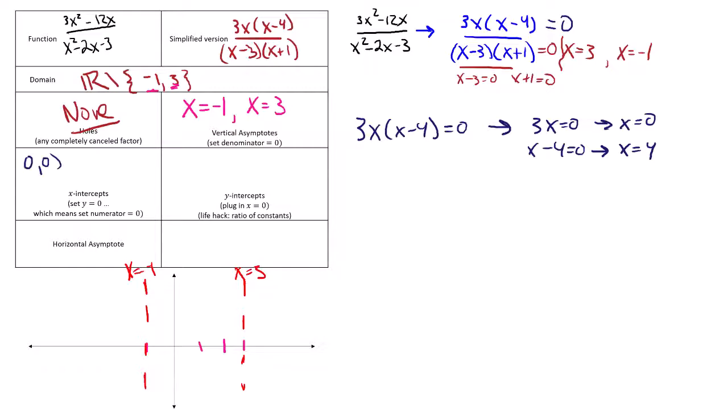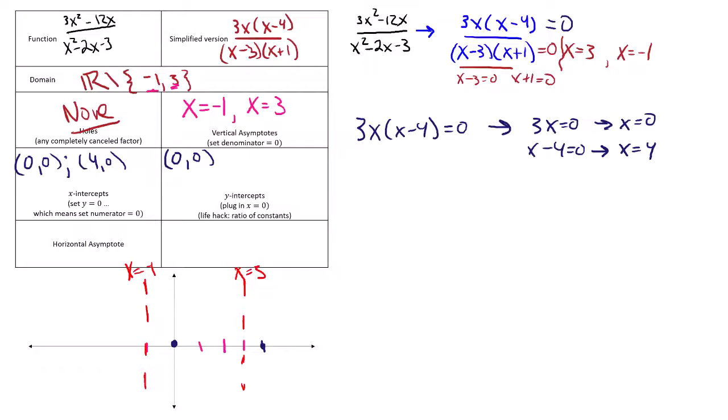0, 0, the origin. Whenever the origin is an x-intercept, it's also the only y-intercept. There can only be one y-intercept. And we also have 4, 0. So we have an x-intercept at the origin, and we have an x-intercept over here at 4.